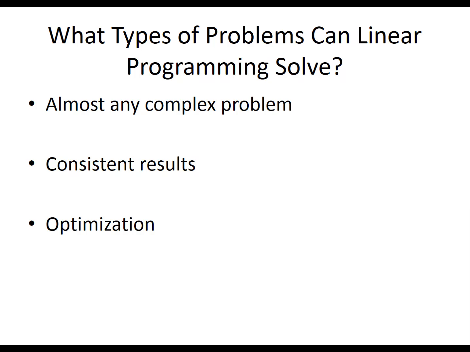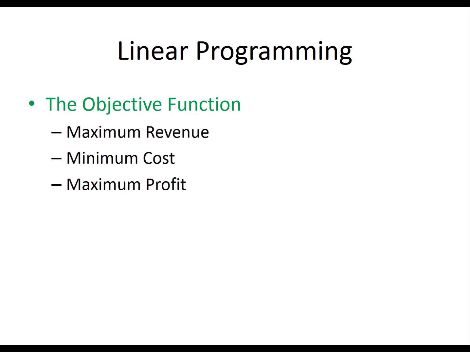Now, when we talk about linear programming, you must understand that linear programming has three parts: the objective function, the decision variables, and the constraints. And we're going to briefly talk about them right now.